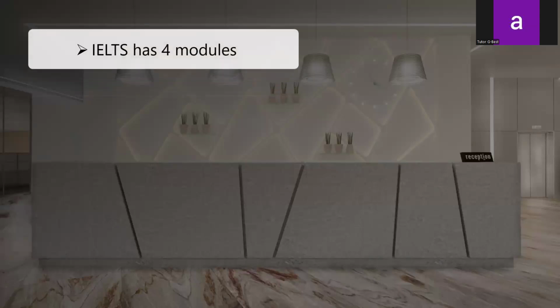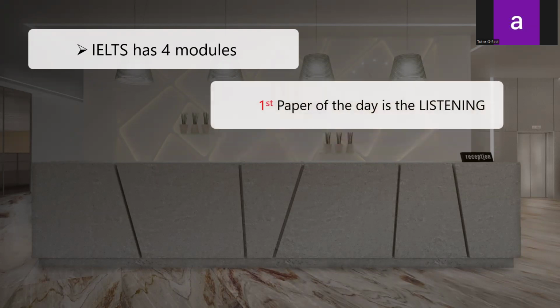Now, from the moment you register for the IELTS test, you're signing up for 4 papers. That is, you'll be writing 4 different modules. We call them modules. So on exam day, you're writing 4 papers. The first paper for the day will be the listening. That usually comes first, except something happens. And that's a good thing because then your brain is fresh and you're well alert, you're not too tired yet. So that's a very good time to listen.